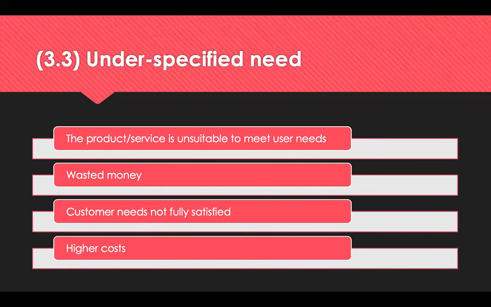As we noted just now, inadequate specifications can lead to a waste of time and money. But that may not be the only form of additional cost. It could be in terms of the product or service not being fully utilised, and, to take it to extremes, unsatisfied customers who may move their business to another supplier. So CIPS identify 4 main risks: the product or service is unsuitable to meet the user's needs, wasted money, the customer needs are not satisfied, or higher cost.